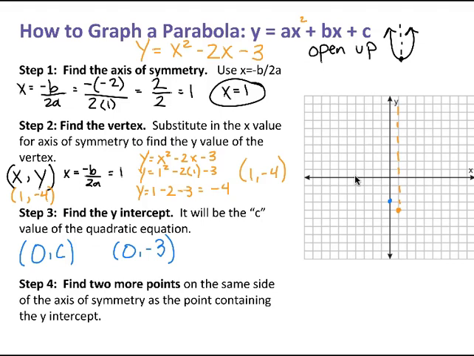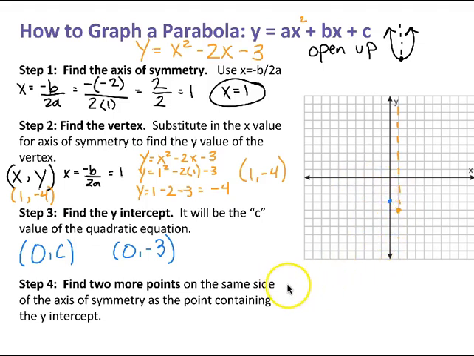Now I don't have enough information to fully graph, right? I've got a good template going, but in order to graph, I need some more points. So that's where step 4 comes in. I'm going to find 2 more points on my graph that fall on the same side of the axis of symmetry as the point containing the y-intercept. So to the left of my axis of symmetry, I want to find 2 more points.